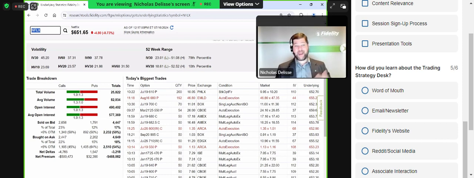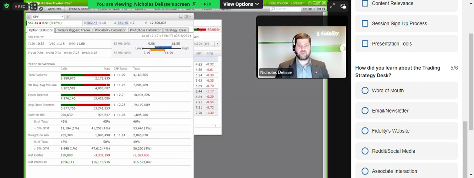So for those of you that might be on a Macintosh, like was mentioned, and don't really want to use AccuTrader Pro, you can get a lot of this information on fidelity.com. So shifting back over, most of the stuff is fairly self-explanatory. On the top, total volume, 90-day average volume, open interest, average open interest over the last 90 days. Also, we have calls versus puts on this.